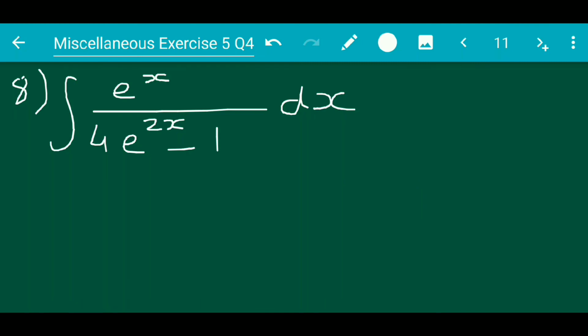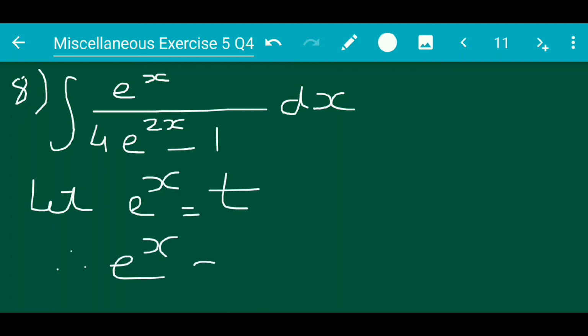Okay, so this is like an assignment for you. Now we go on to the eighth sum, the eighth question of the miscellaneous exercise. Again, as you can see, the question is e raised to x upon 4 e raised to 2x minus 1. Obviously, it's a substitution sum. So we write let e raised to x is equal to t. Therefore, e raised to x dx, by now we know, is equal to dt.